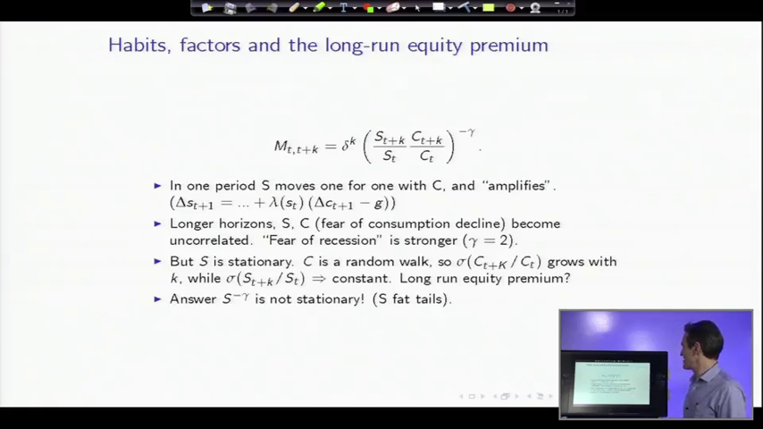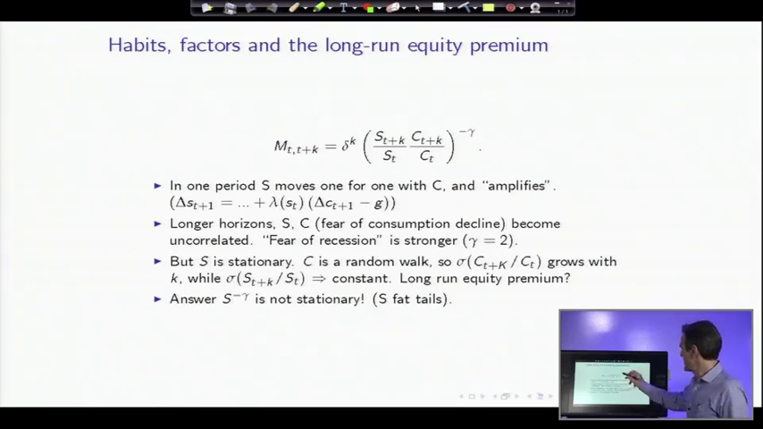At longer horizons, though, people are afraid of S separately from consumption. So the fear of a recession, the S fear, and the consumption fear become uncorrelated. And what's doing everything is the fear of the recession. That thing is moving 50 times. We know that consumption growth to the 2 isn't going to get us an equity premium. So the fear of a recession thing is what's driving the long-run equity premium.